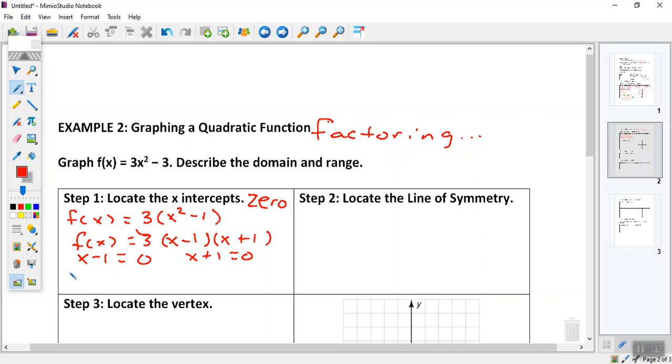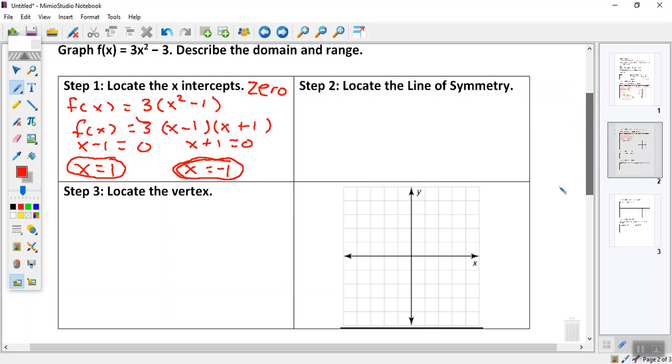Kids, talk to me. What's one x-intercept over here? One x-intercept is going to be at 1. Circle that. What's my other x-intercept going to be? Negative 1. You guys buying what I'm selling so far? Okay, so let's go plot our x-intercepts, positive 1 and negative 1. Here's positive 1 here. Boom. Here is negative 1 here.